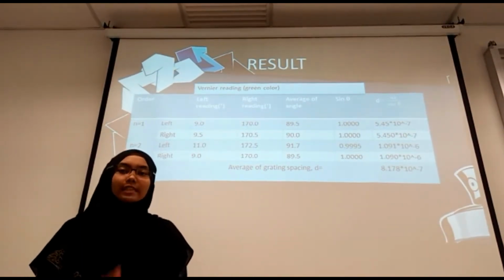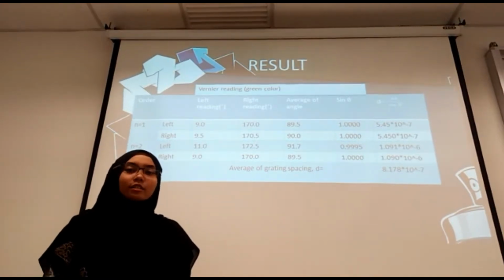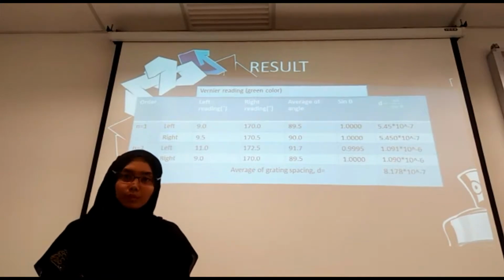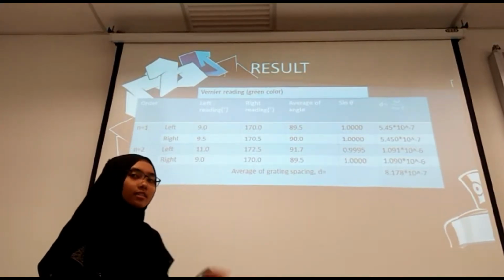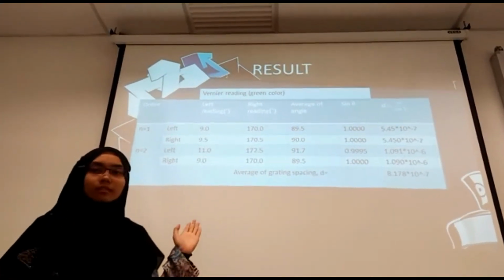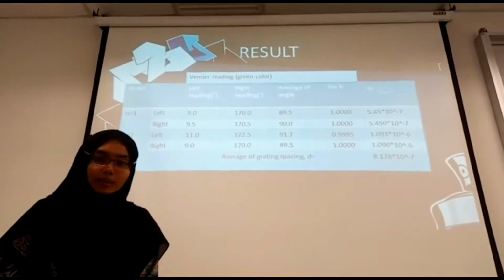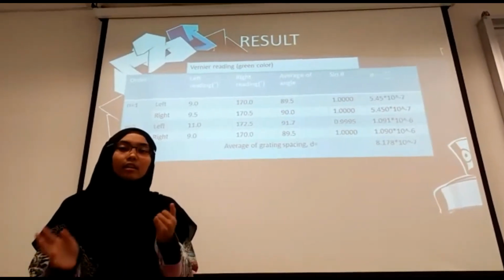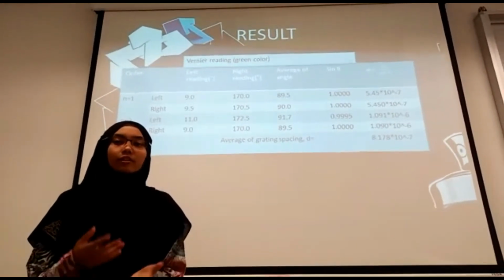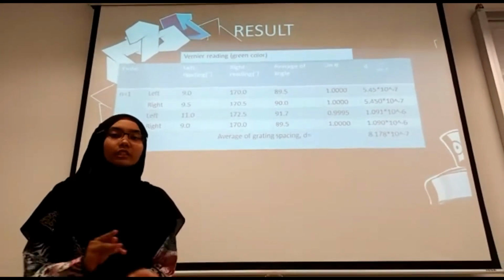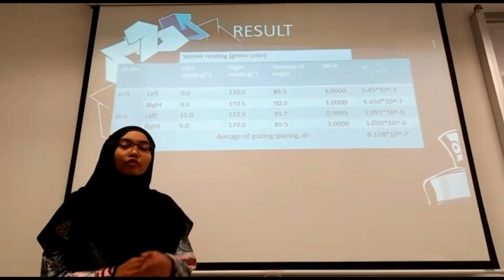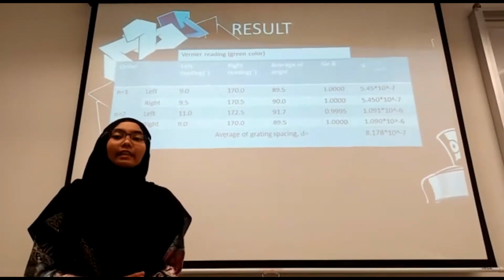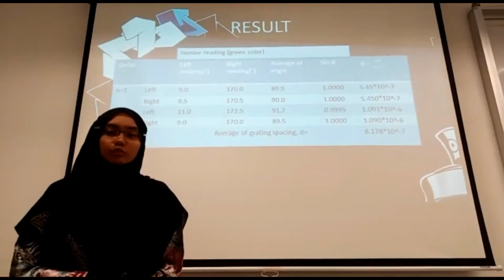Matric number 1170289. So today I will show you the result for experiment 1, and this slide shows you the result for table 1, where we have to find the angle and the diffraction grating for the green color. And we have to find the order for n equal to 1 and n equal to 2.